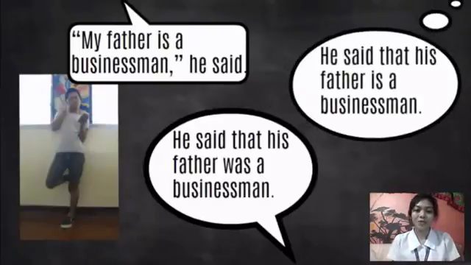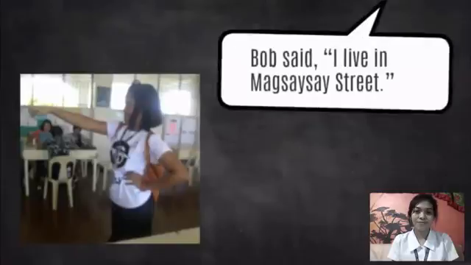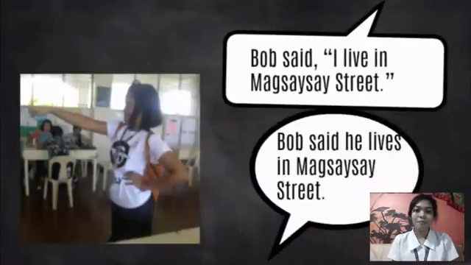Take note. The indirect speech doesn't use quotation marks, and the verb, yes, it changes. The form of the verb changes. So it will be, he said that his father is a businessman, or he said that his father was a businessman. Bob said, "I live in Magsaysay Street." So it will be, Bob said she lives in Magsaysay Street.